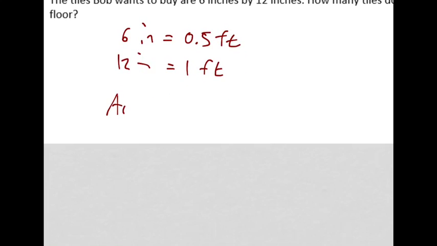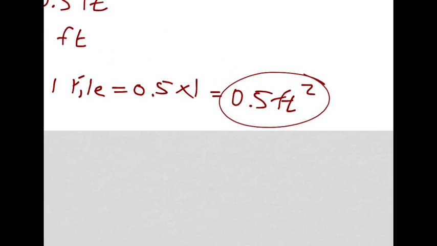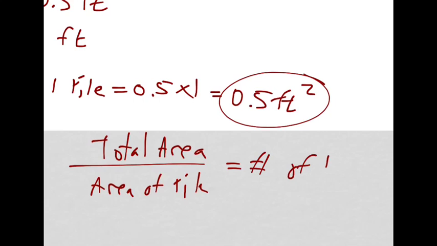Okay, so the area of one tile is 0.5 times 1, which is pretty easy because it's just times 1. So you get how much? 0.5 feet squared. That's the area of one tile. So I've got my total area, and I want to divide that by the area of a tile to get the number of tiles that I need to cover my floor.